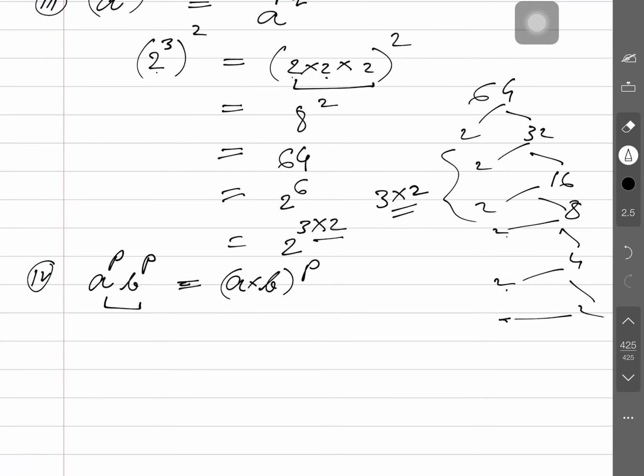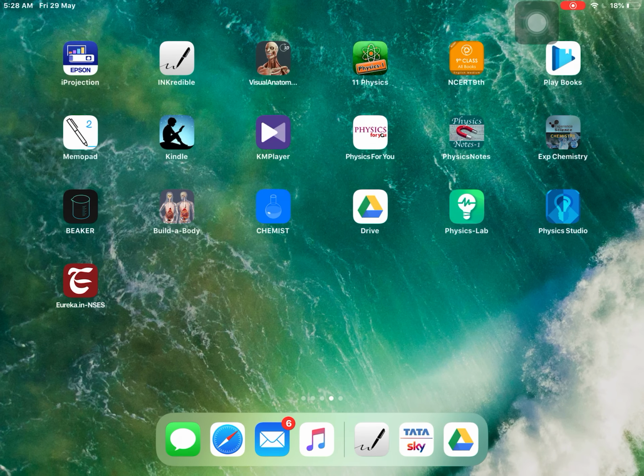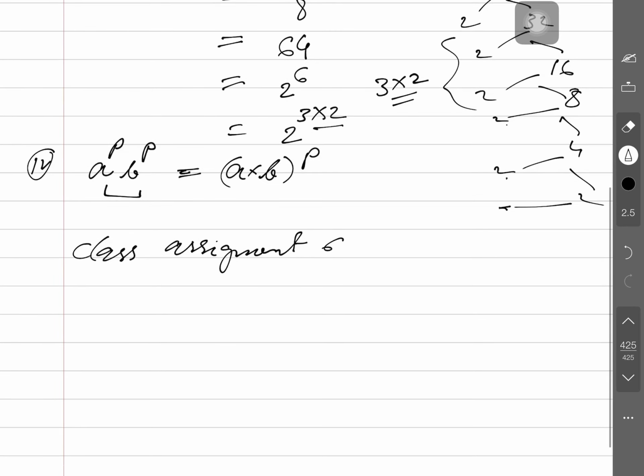Simple it is. Class assignment. Class 6 it is. 2 by 3, 1 by 3. 2 raised to the power 2 by 3 and 2 raised to the power 1 by 3.